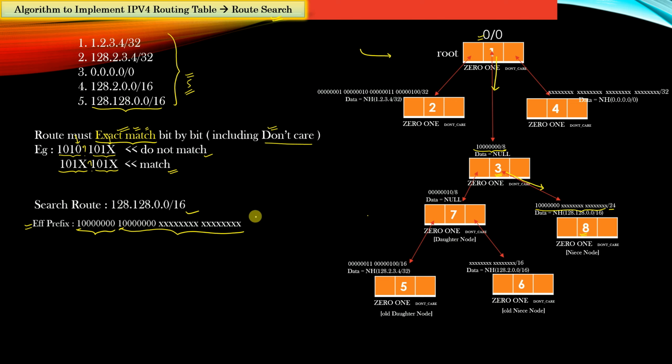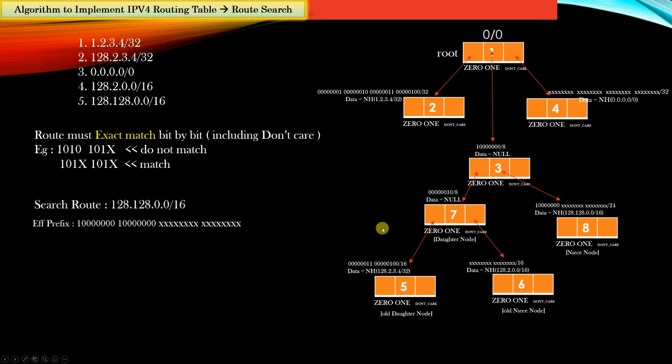Alright, and my entire 32 bits of the input effective prefix has been exhausted, so I will stop my search here. It simply means that the node number 8 is a matching node and it corresponds to the route 128.128.0.0/16, which is this one. Alright, so this is how I search a route in the mTry. So I will return true that such a route is present in the routing table.